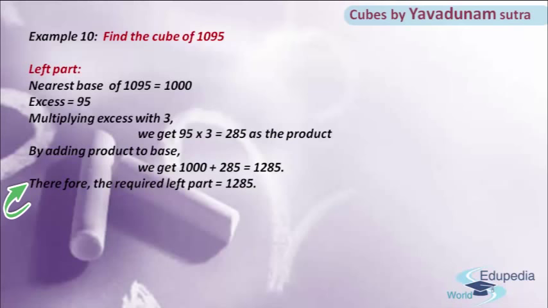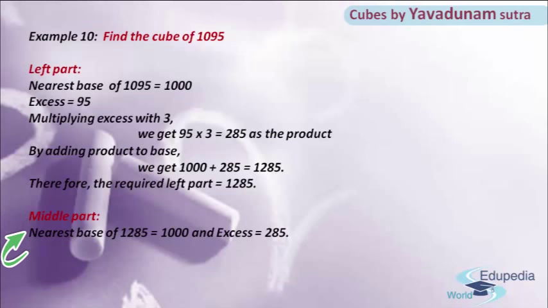After completing the process of the left part and moving to the process of the middle part, the first step is to take the answer we got in the left part and find the nearest base and the excess. Here the left part answer is 1285, and the nearest base for this number is 1000. The excess is found by comparing the number and the base. If you compare 1285 with the base 1000, we get an excess of 285 and it is taken over here.